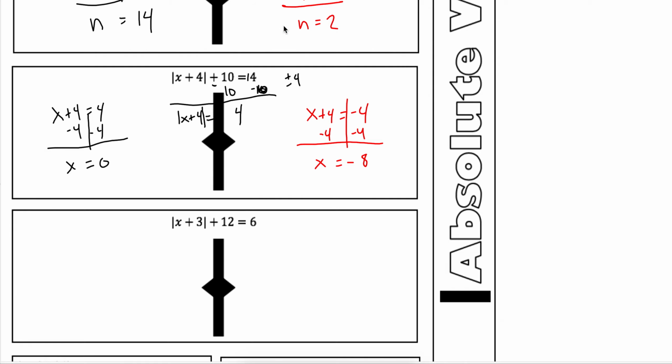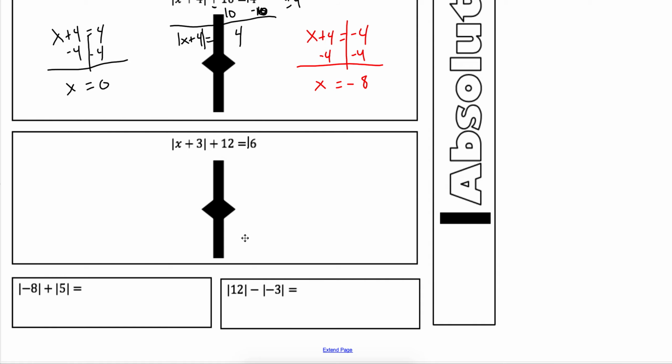And same thing on our next one. Let's change this, instead of 6, I think my 1 got erased when I copied this over. Let's make that into a 16. That's going to make this a lot easier. We've got to get rid of this 12 outside the absolute value. We're going to get the absolute value of x + 3 is the same as 16 minus 12, which is 4.